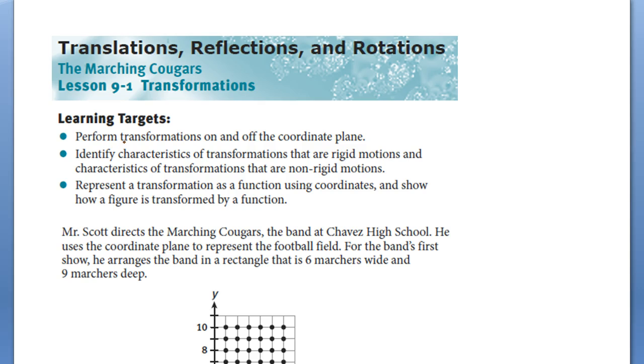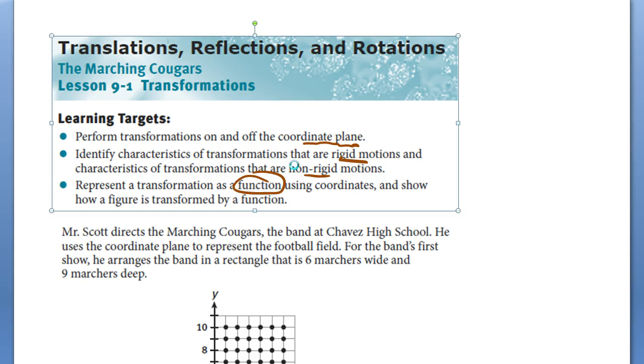In this lesson we were introduced to transformations, which is the topic of the entire next unit. We looked at transformations involving a coordinate plane, an x and y axis. We talked about rigid versus non-rigid transformations, and we even brought algebra into the mix by working with functions and looking at the ordered pairs of the corners of the shapes.